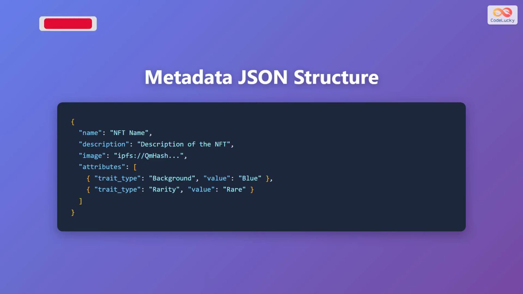NFT metadata is formatted as a JSON file, which stands for JavaScript Object Notation. This structure includes key value pairs that describe the token. The name field identifies the NFT, the description provides details about the asset. The image field contains a link, often using IPFS, pointing to the visual content. The attributes array holds objects with trait type and value pairs, allowing marketplaces to display and filter NFTs based on their characteristics.